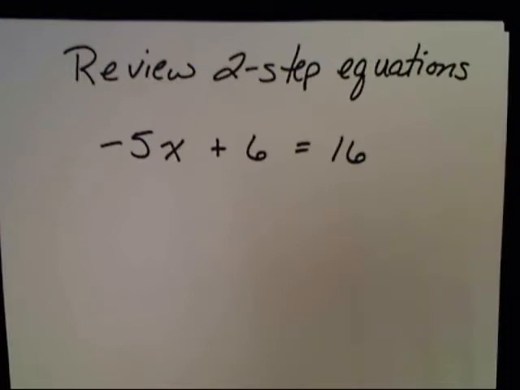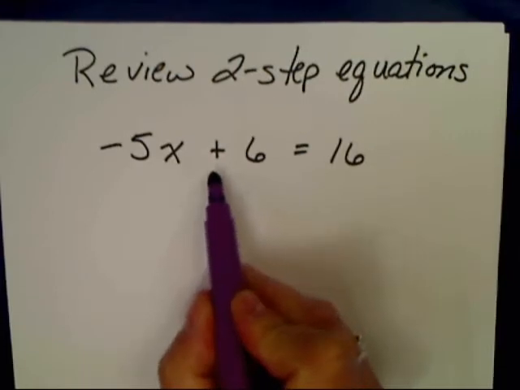Once again, our goal is to get the variable by itself. Now the first thing we do is we get the term that has the variable by itself. That's the negative 5x. It's okay that there's a number right next to the x at this point. We want to get all the other stuff away from it. Then we'll worry about dividing and conquering.